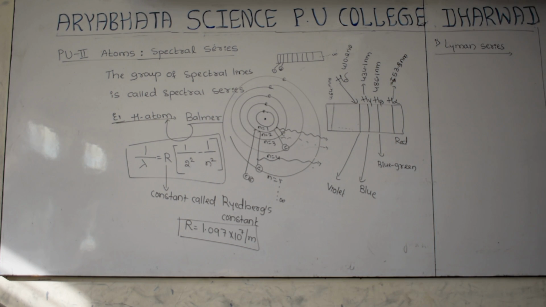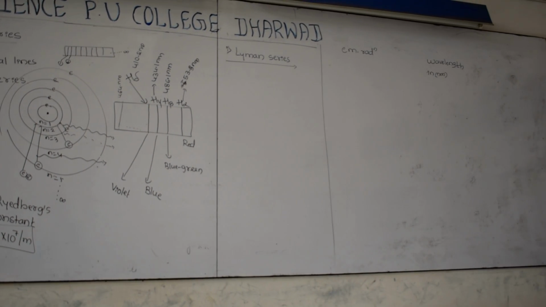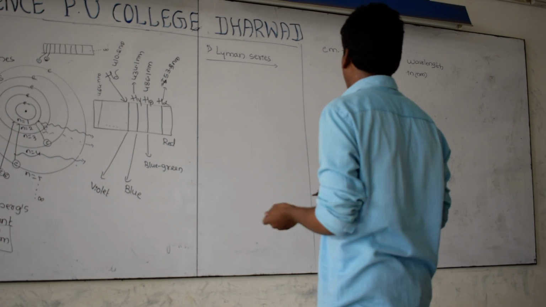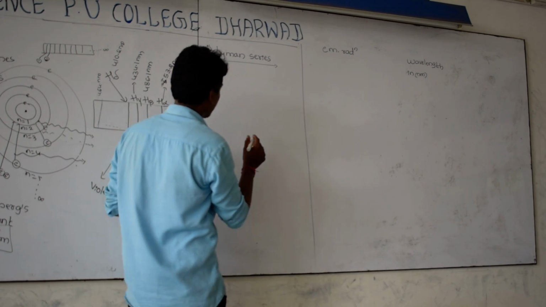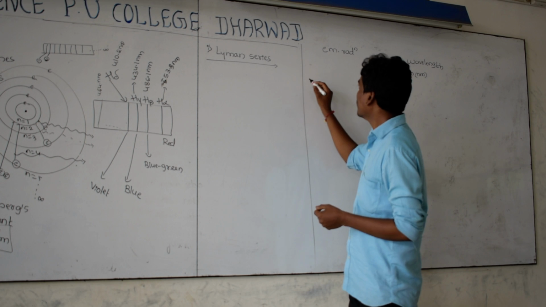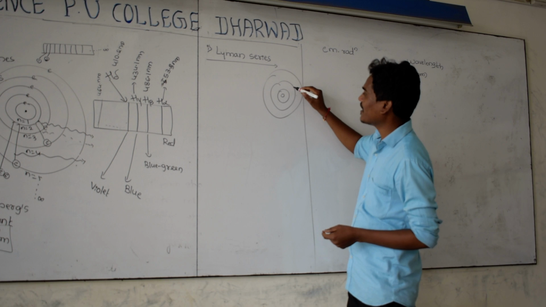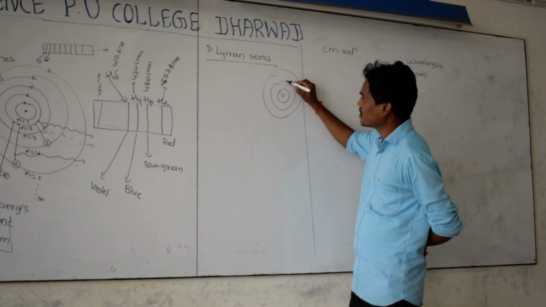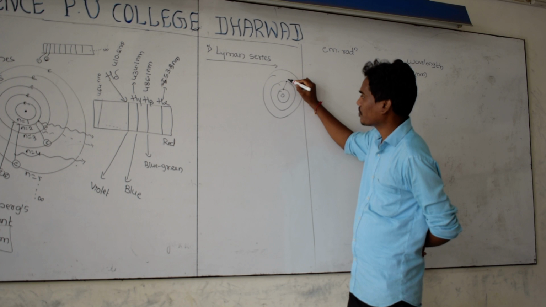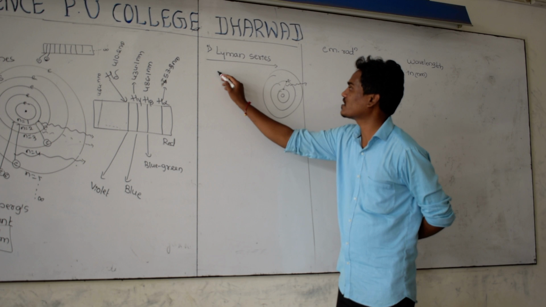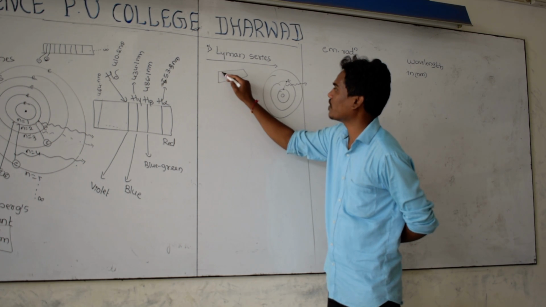Whenever the electron is jumping from, let us consider, the second orbit to the first orbit, it emits radiation, and that is what is shown on the screen.